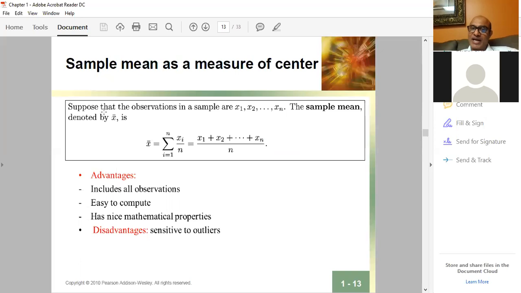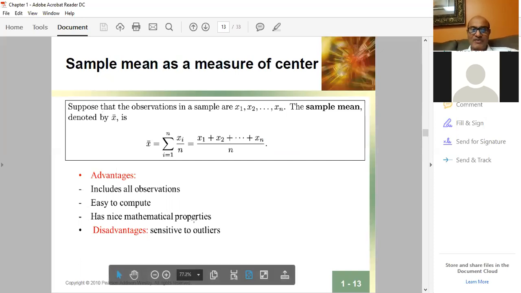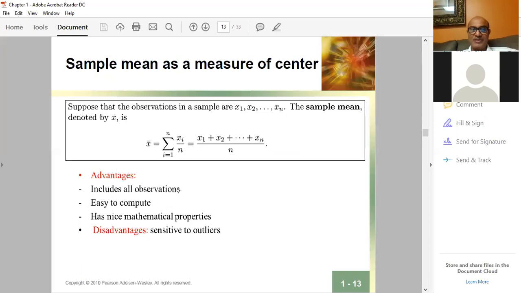First of all, let me give you a little idea about this mean and median. What are the advantages? What are the disadvantages? Advantages of the mean: it includes all observations, it is easy to compute, and it has nice mathematical properties. The disadvantage is that it is very sensitive to outliers.